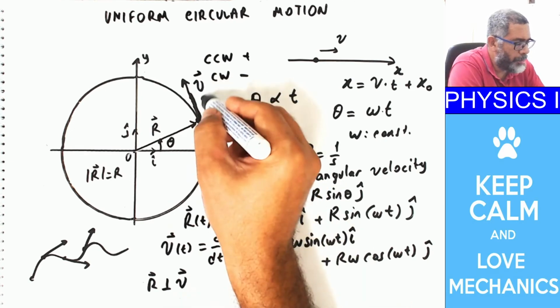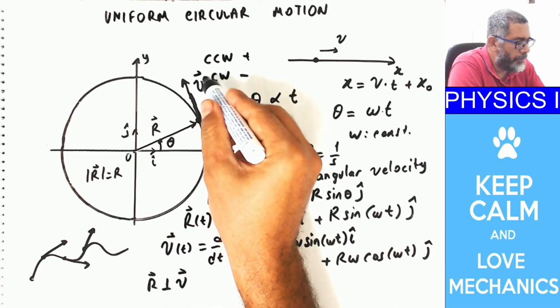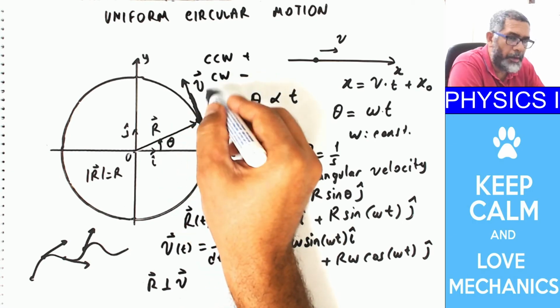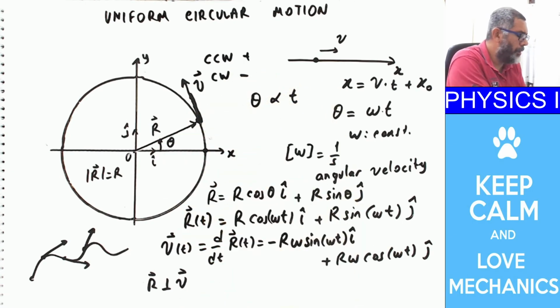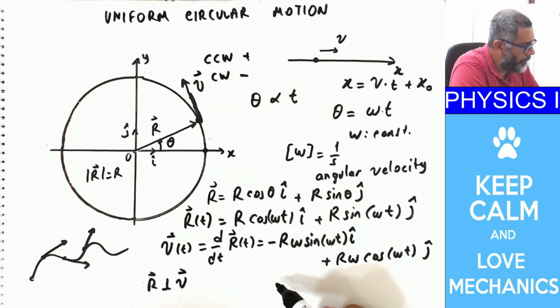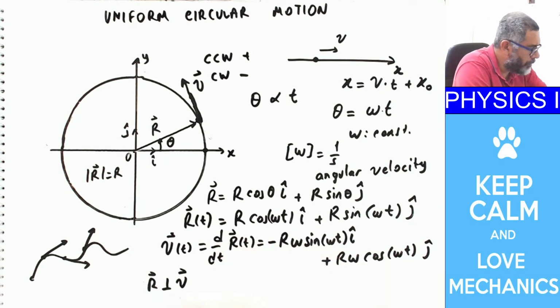You can decompose this v vector into x and y coordinates. So you can see that these two vectors, in fact, are perpendicular to each other. Okay, all right, so are we done?